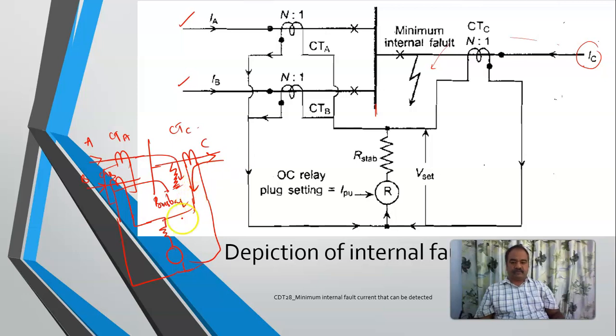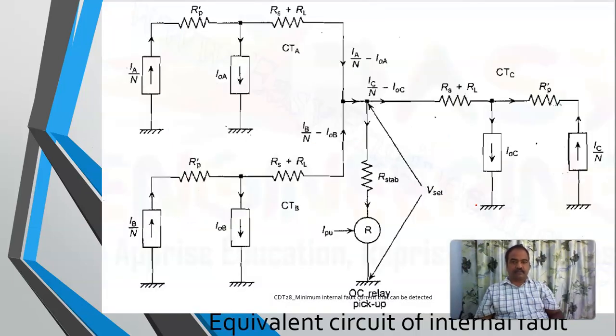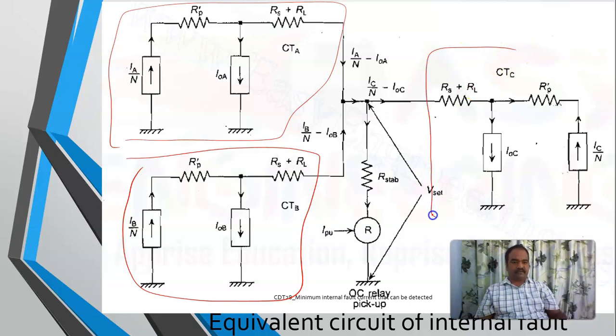Right. So this is my overcurrent relay, this is my stabilizing resistance, isn't it? So this is my one current and this is my another current. Now if I draw the equivalent circuit of this one, this is the equivalent circuit of my CTA, which I have shown you in the last lecture also. This is my secondary one and this is my third feeder. These are the equivalent circuits.